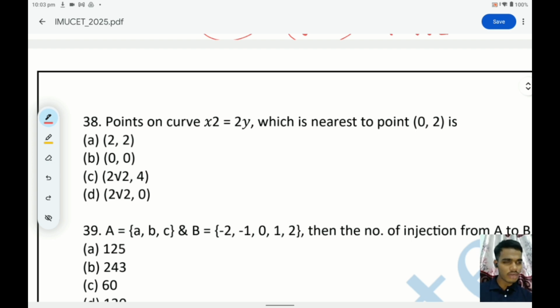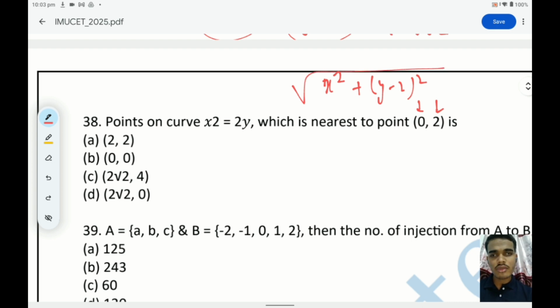Here the points are (0, 2), so that will be x minus 0, which means x square, plus (y minus 2) square, and we will take the square of it. Square root's square means the square root will be cancelled. Simple. So this is our distance squared value, and we have to find its derivative to minimize it, because we want to find the nearest value. So we will differentiate it.